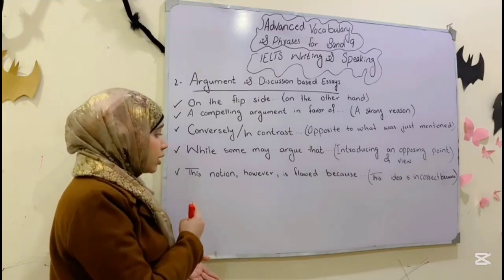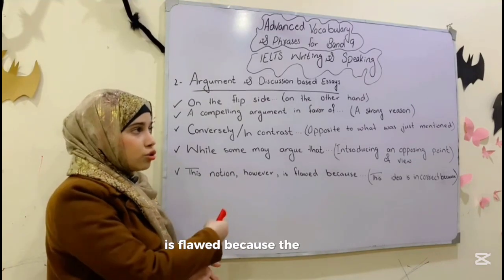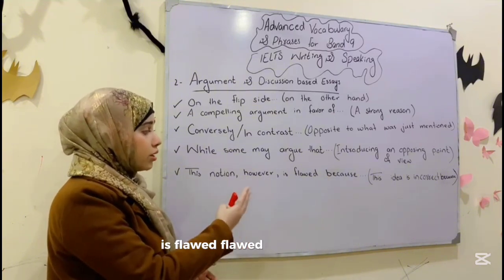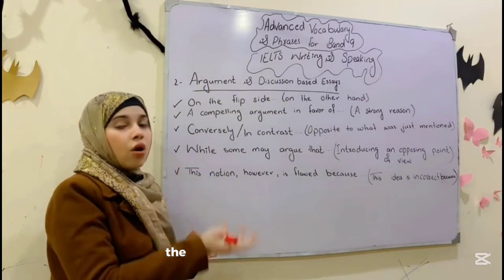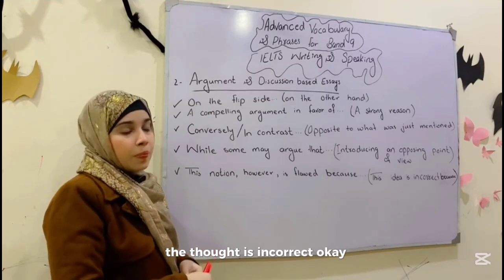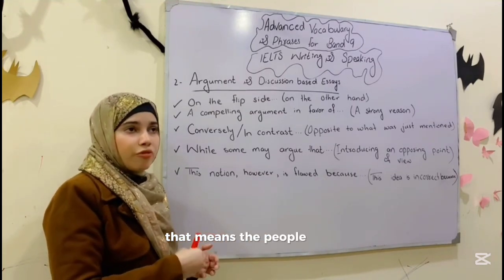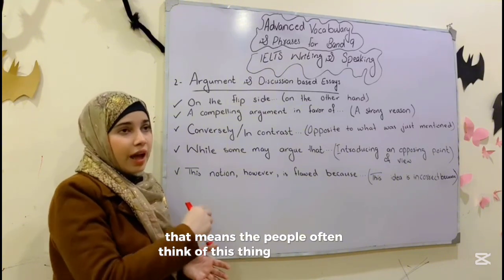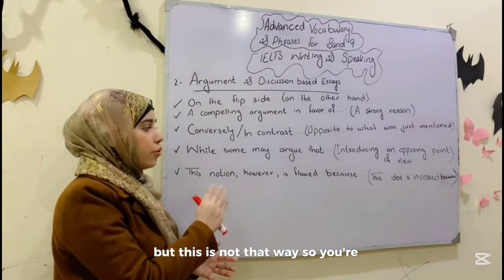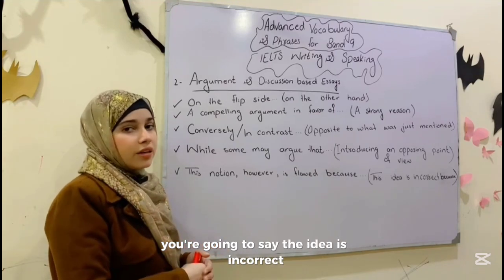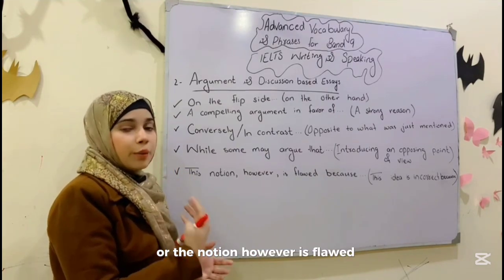Next, the notion, however, is flawed because. That means the idea is incorrect. The thought is incorrect. Okay? That means that people often think of this thing as being like this, but this is not that way. So you're going to say the idea is incorrect or the notion, however, is flawed because.